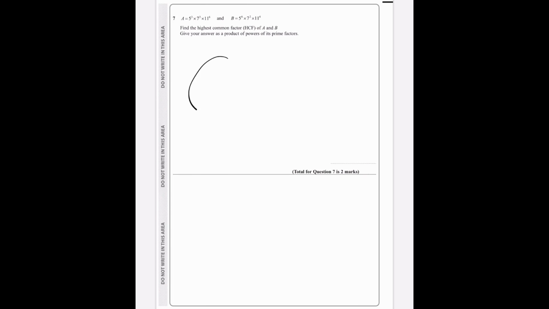For 7, finding the highest common factor of 2 numbers, you can just read this off if you prefer. Some people like doing intersecting circles, with the intersection being the highest common factor. Whatever way you want to do this one, absolutely fine if you end up with the correct answer. If you've just read it off, it's the smallest power of each of the shared numbers, so 5 cubed times 7 squared times 11 to the power of 4 for the highest common factor.